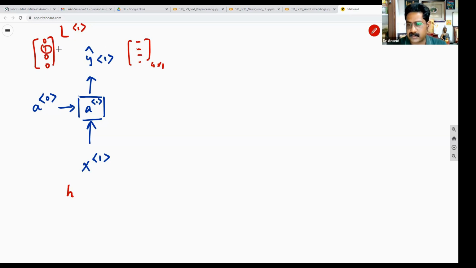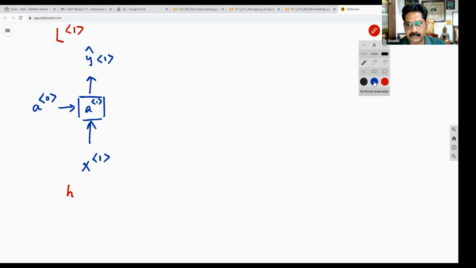For Y actual times log base 2 of this probability, you should substitute. And for 1 minus Y actual, you should substitute 1 minus this probability score. You should sum it over all the 4 values. You can calculate the loss associated to this state. In the same manner, the loss associated to the first token is computed.